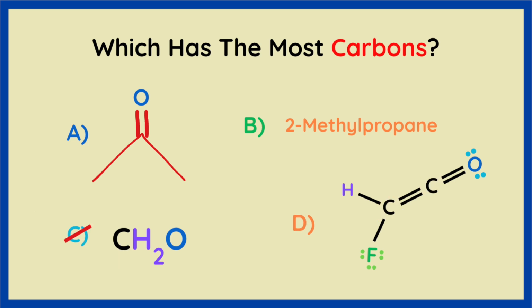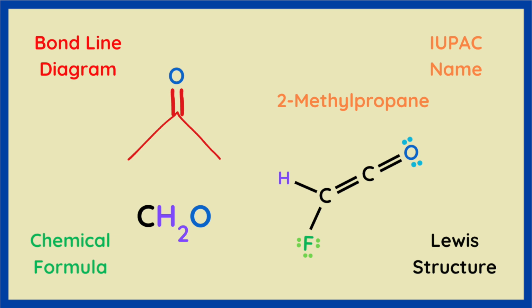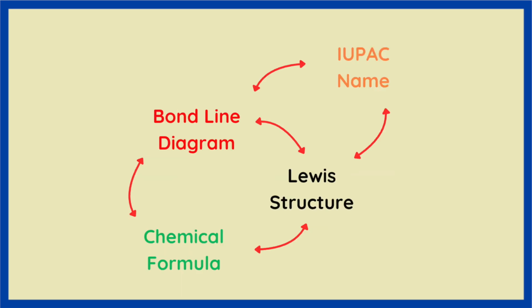So we'll cross out choice C, because that molecule can't have the most carbons if it has fewer than the D molecule. Beyond that, you may have noticed that each of these molecules is presented in a different form. One's a bond line diagram, one's an organic name, one's a Lewis structure, and one's a formula. And because they're in different forms, there are ways in which we can, and probably should, convert between each.